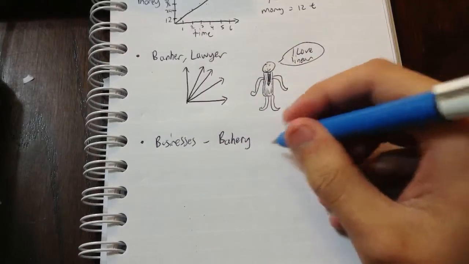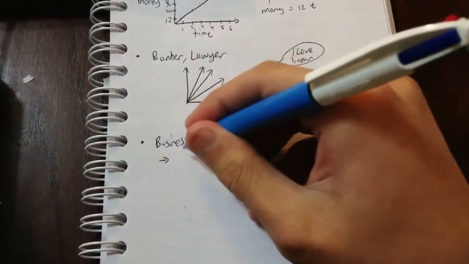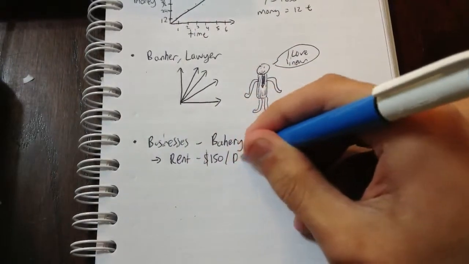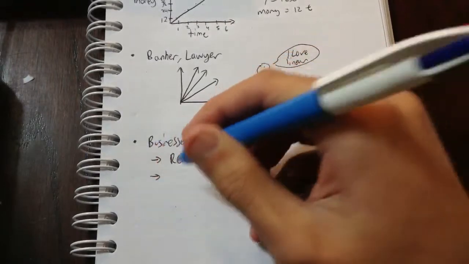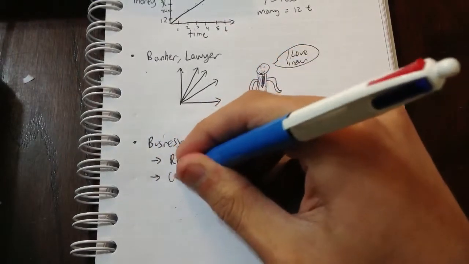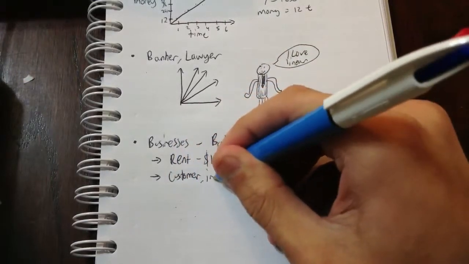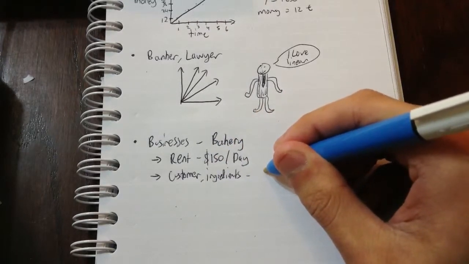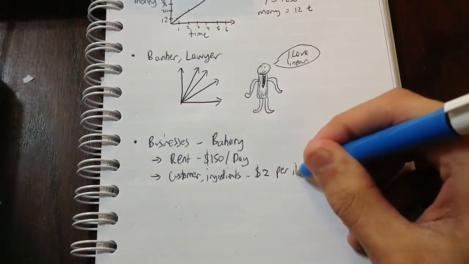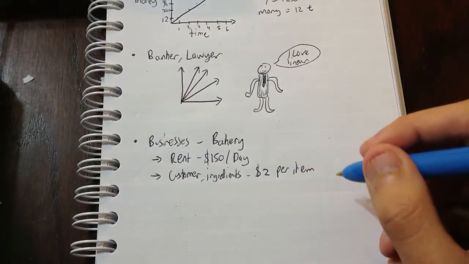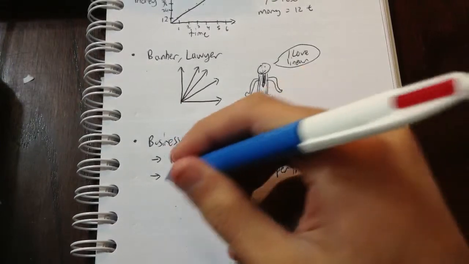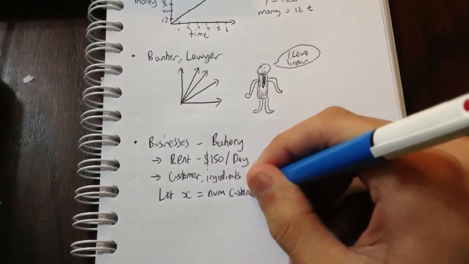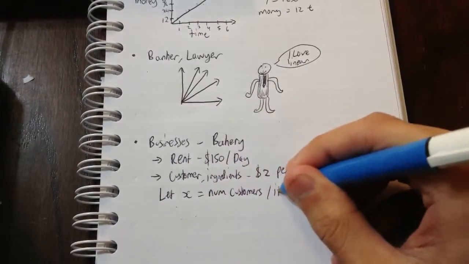And here are some numbers you're going to need to run if you're setting up your own business. Well, how much is rent going to cost me? Let's say rent costs $150 a day. Okay? And let's say for each customer, I have to buy ingredients. It'll cost me, let's say, $2 for an item. Okay? Now, how much is this going to cost me in total? Well, let x be the number of customers I have, or number of items sold.